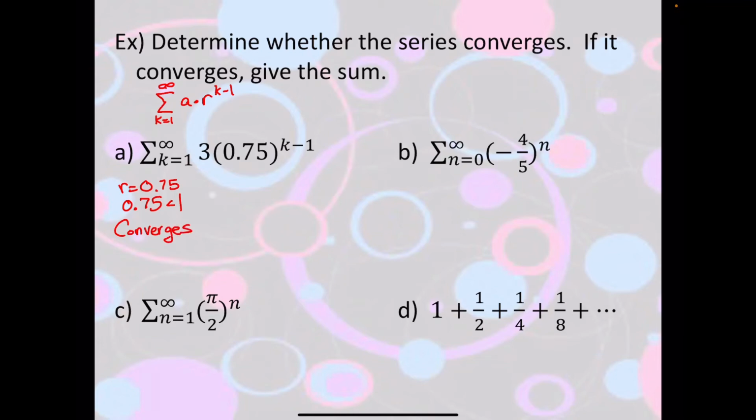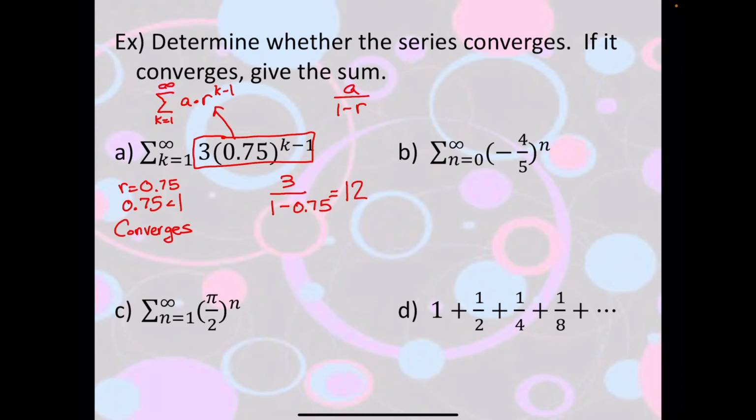And it says if it does converge, then we have to give the sum. So the sum was a over 1 minus r. All right, so a was 3, and again, it's because it looks exactly like the form. Over 1 minus r, which was 0.75. So if we find that value, we will find that it is 12.